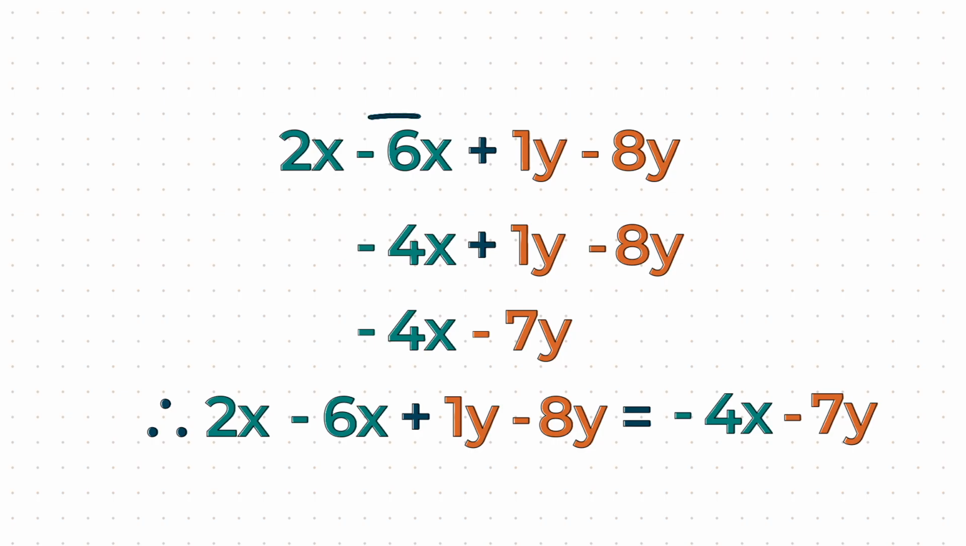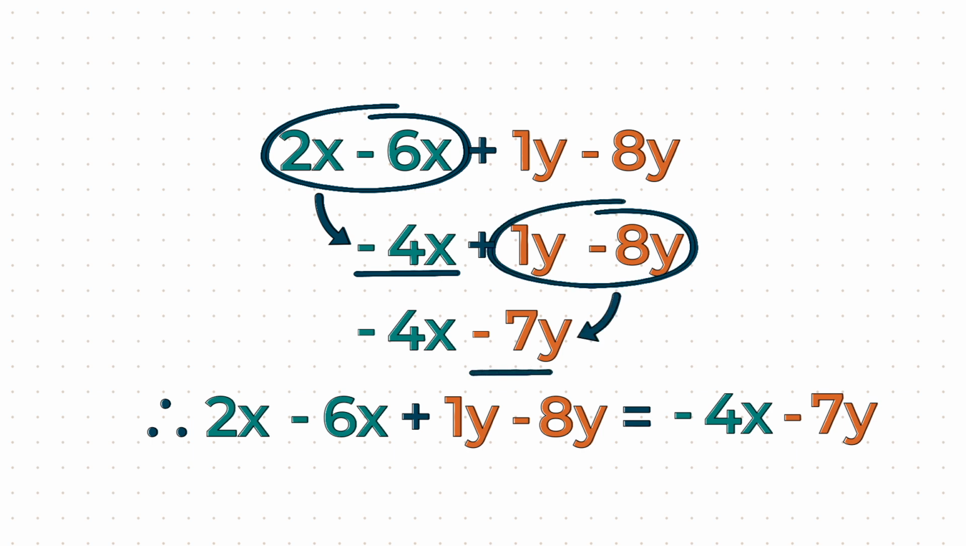Now, let's simplify the equation even further. 2 minus 6 equals negative 4 and 1 minus 8 equals negative 7. Therefore, 2x minus 6x plus 1y minus 8y is equal to negative 4x minus 7y. Now that was done real good though. Alright, ready for more work?